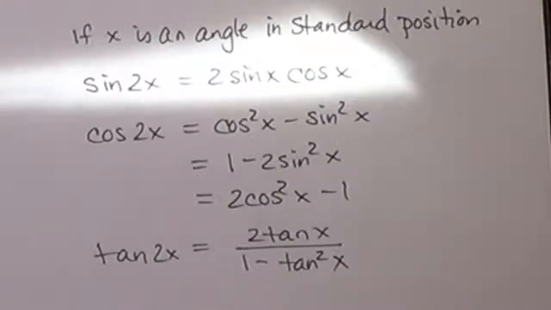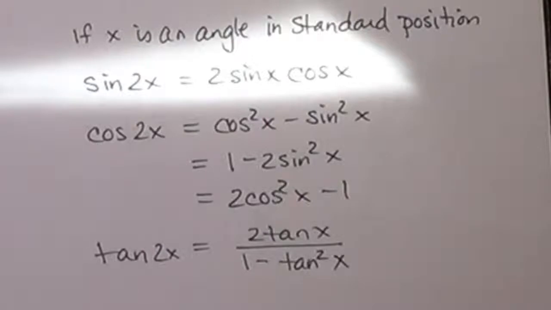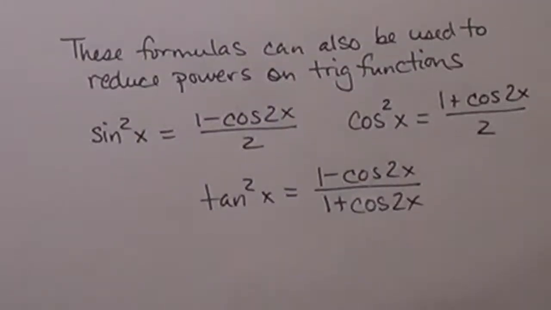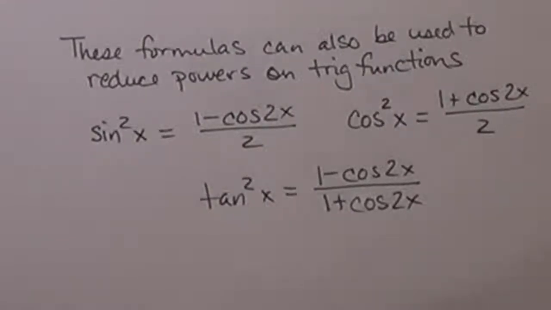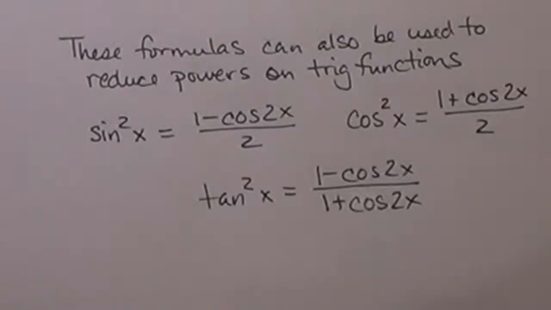To get the other three trig functions, you can use your reciprocal or Pythagorean identities to solve for cosecant, secant, and cotangent. These formulas can also be used to reduce powers on trig functions. Sine squared of x equals 1 minus cosine of 2x over 2, cosine squared of x is going to be 1 plus cosine of 2x over 2, and tangent squared x is 1 minus cosine of 2x over 1 plus cosine of 2x.